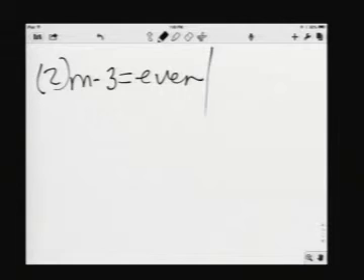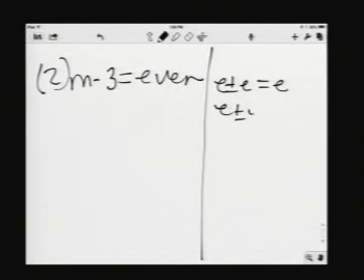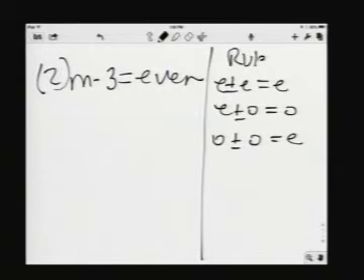Okay, and this is where we need to know our even-odd addition and subtraction rules. We know that an even plus or minus an even is even. An even plus or minus an odd is odd, and an odd plus or minus an odd is even. These are the rules that you need to know when it comes to addition and subtraction with even and odd integers.